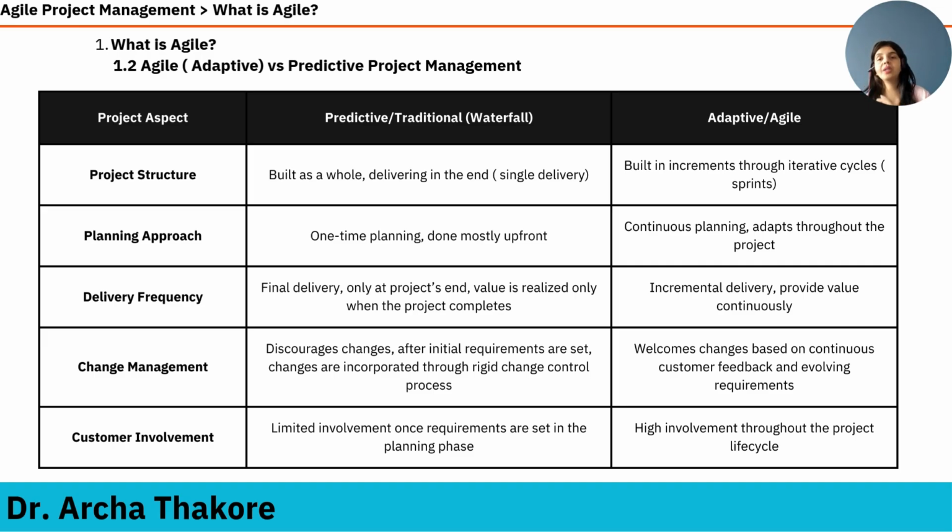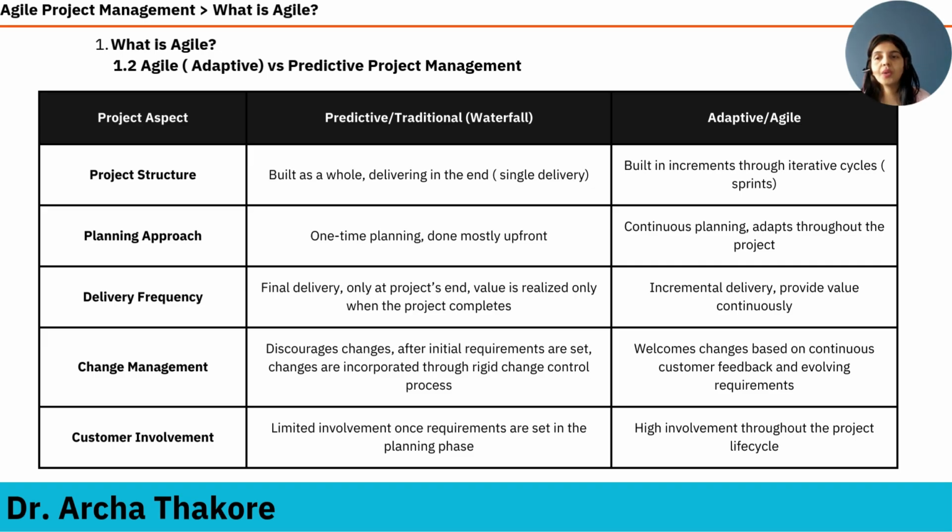However, when we look at the project structure in Agile, think of developing a mobile app. You might first release a basic version with essential features like login and messaging, depending on what type of app it is. Then gradually add new functionalities like video calls or payments or whatever is needed. So that is the project structure followed in Agile. It is built in increments through iterative cycles, and later on when we explore more, you'll learn that these are called sprints.